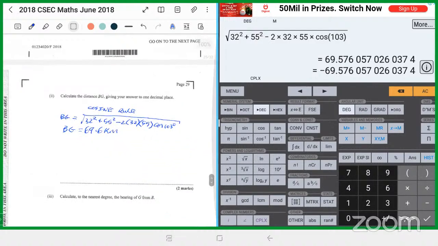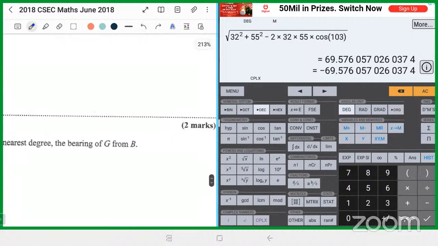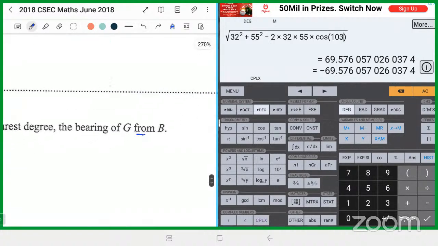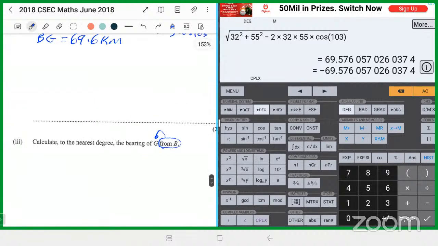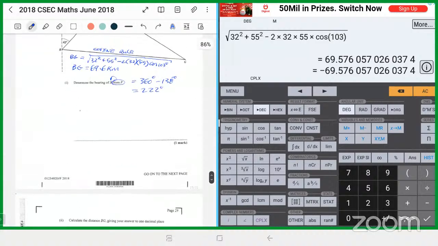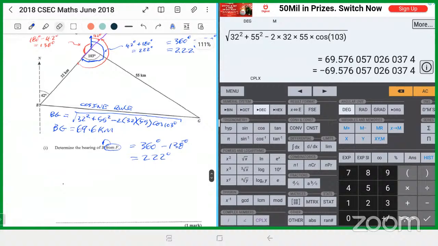Then they want a bearing now. Calculate the bearing of G from B. Remember, the focus is on the from position, so you want from B to G, and you're doing everything at B. I'm going to show it on the diagram. From B to G, let's see what angle that is. Let me remove these now.